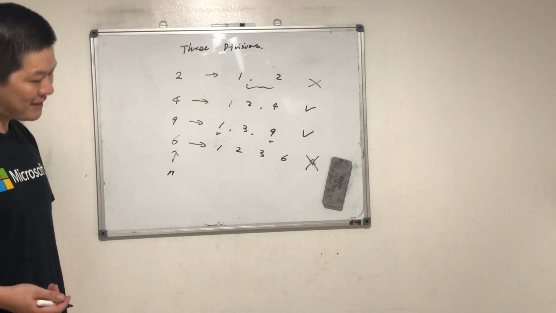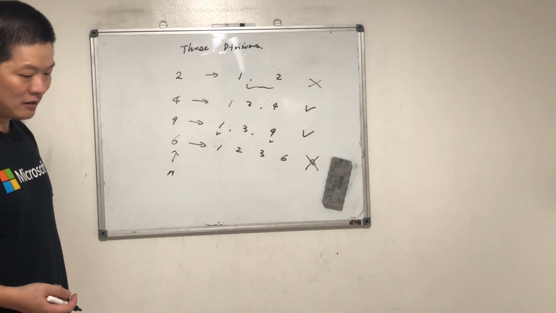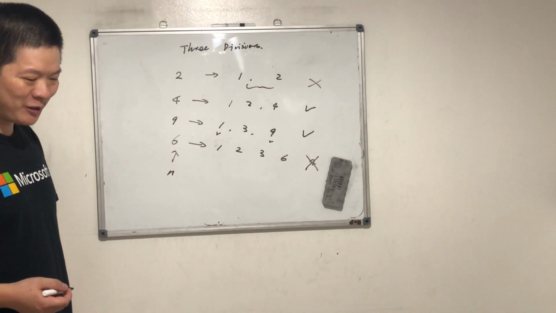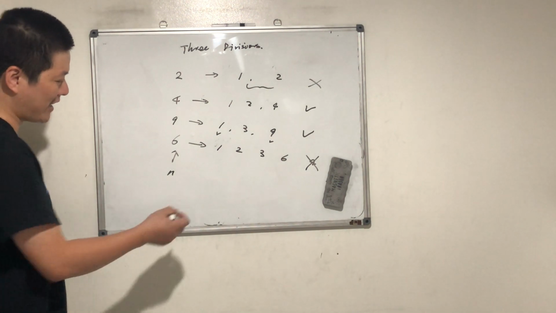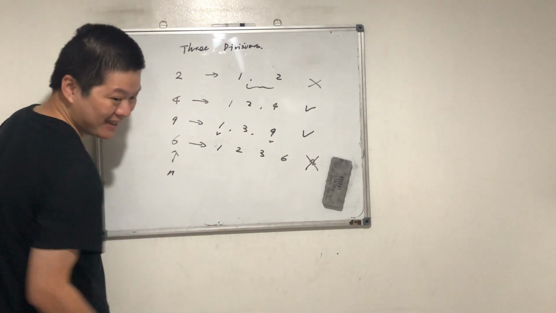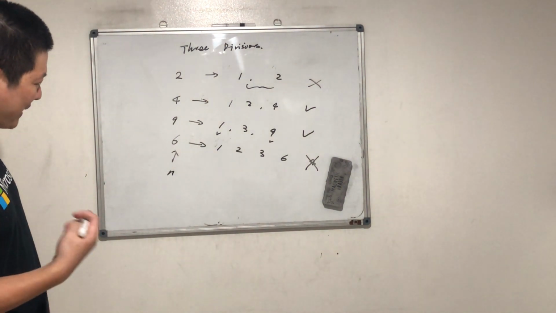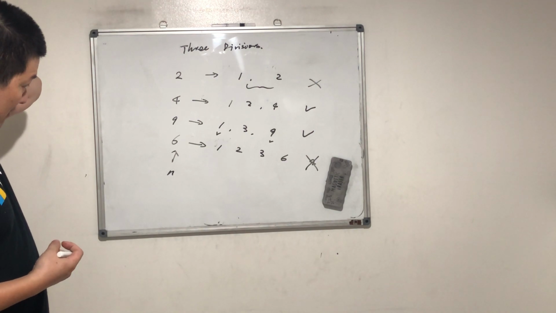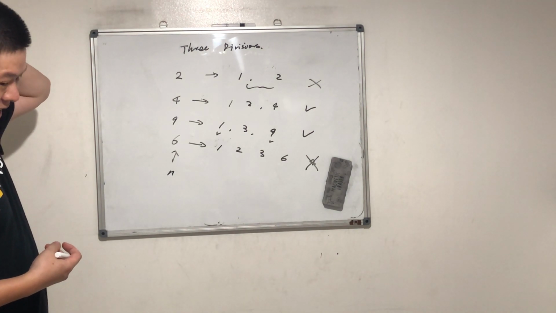No. Why is that? Because you only need to go halfway through. But we can do better than half, right? For example, with 6, we don't need to go over 3. You can only go up to 3, just halfway.